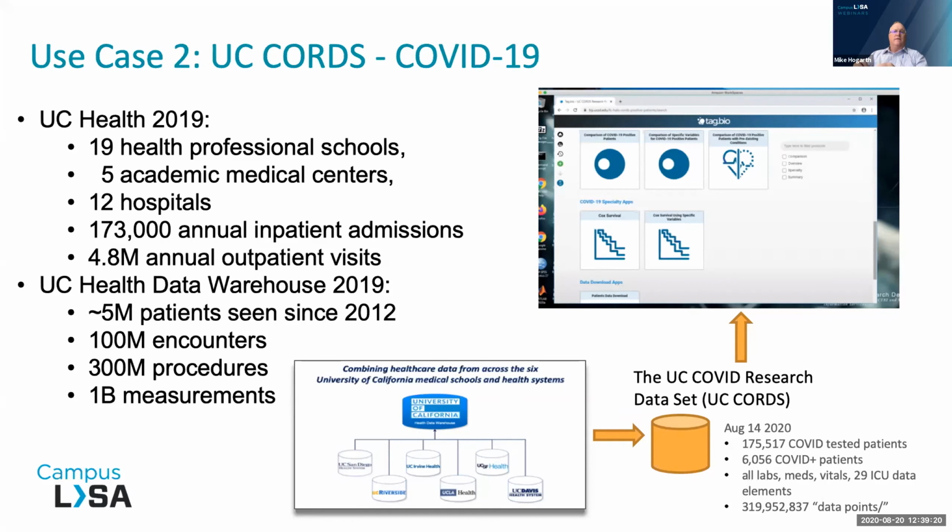This is just a graphic on the UC Data Warehouse, which itself has 5 million patients worth since 2012, 100 million encounters, 300 million procedures, 1 billion measurements overall. So they've taken a subset of that as the CORDS data set. And today it has about 200,000. This graphic here shows last week. So you can see how quickly it changes and how many data points it really has. And again, that's almost untenable to export to your VRD regardless of the size, but people can do that.